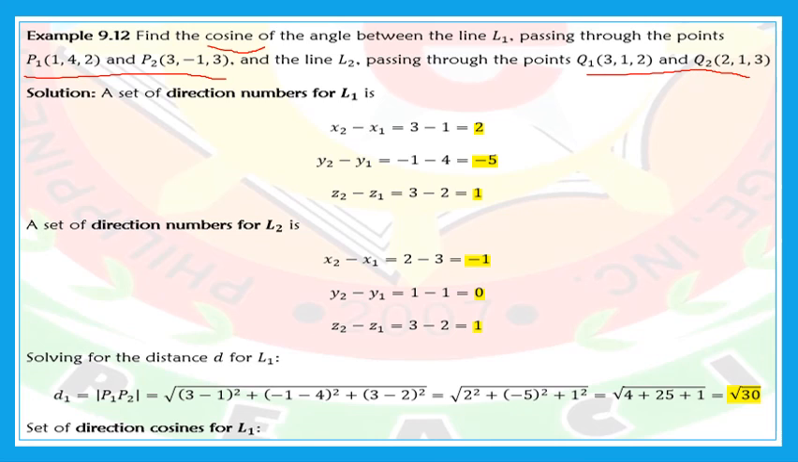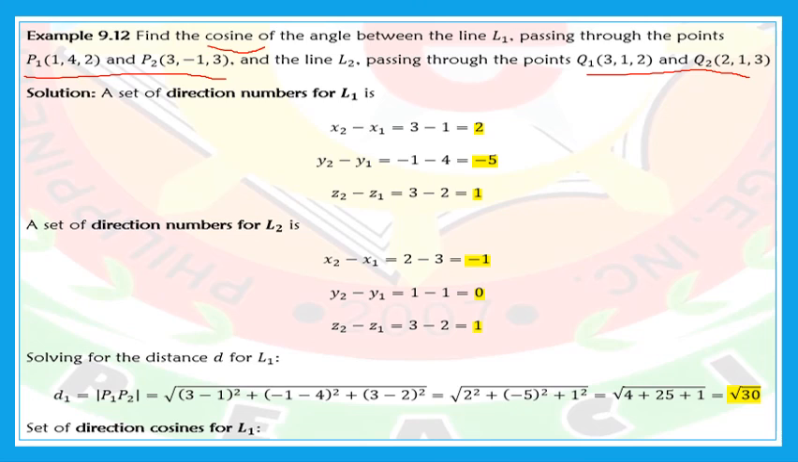So, 3 minus 1 is 2, negative 1 minus 4 is negative 5, and 3 minus 2 is 1. So, a set of direction numbers for L sub 1 is 2, negative 5, and 1. A set of direction numbers for L sub 2 is 2 minus 3, which is negative 1, 1 minus 1 is 0, and 3 minus 2 is 1. So, this is the set of direction numbers for L sub 2, or line 2.